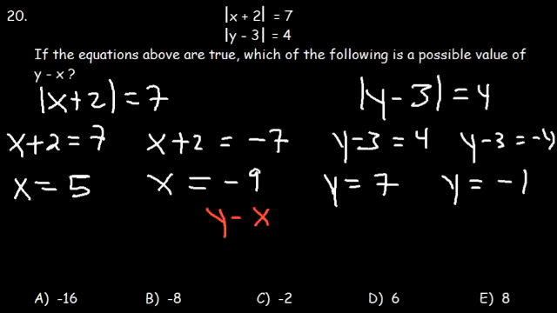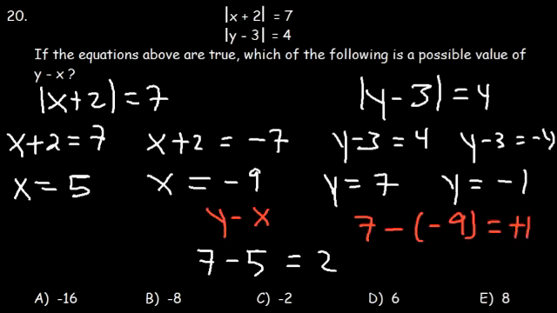So y minus x. Starting with 7, if we choose 7 for y, we can subtract 7 by the x value of 5, which is 2. So 2 is not listed as an answer. We can also take the y value of 7 and subtract it by the x value of negative 9. 7 minus negative 9 is positive 16. And that answer is not listed here. So now we've used up y. So now let's try the other y value.